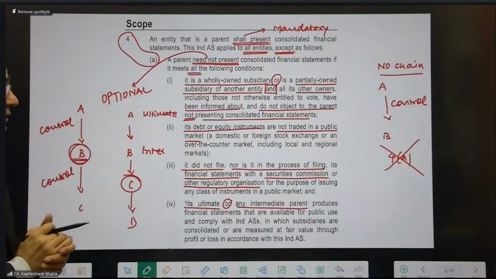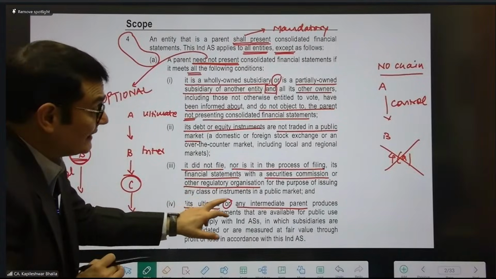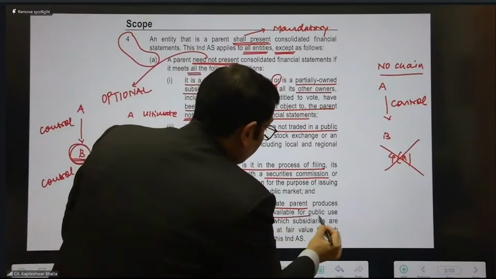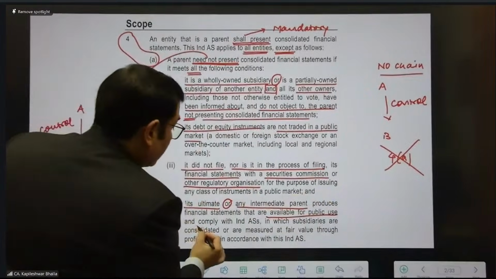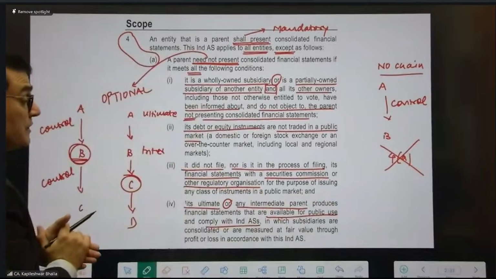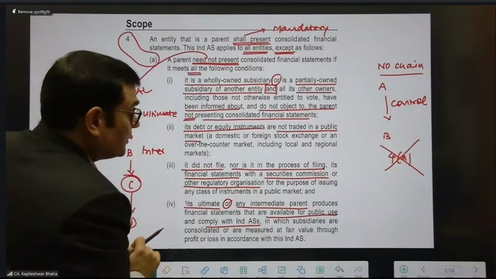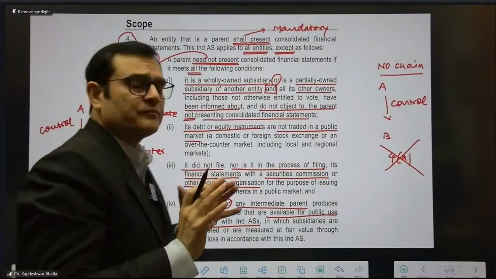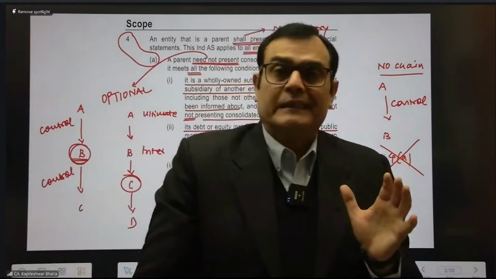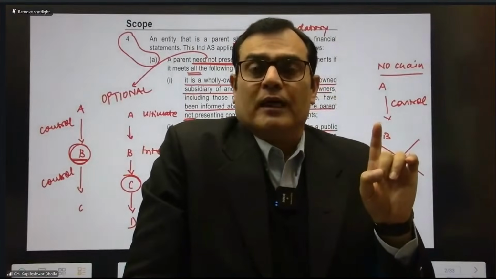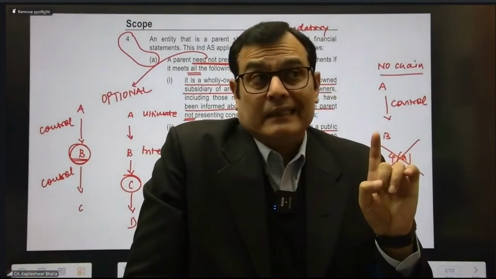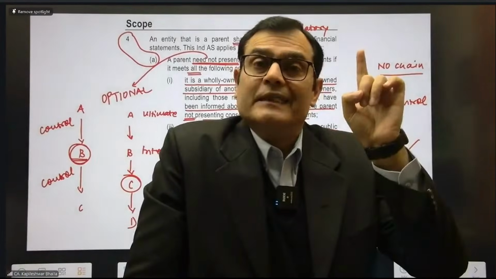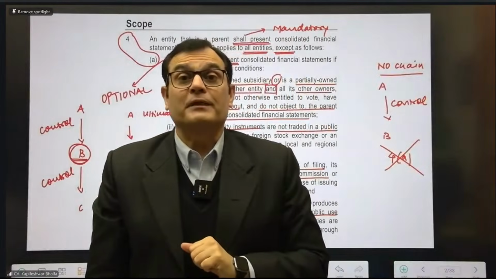So the fourth condition says the ultimate or any intermediate parent produces financial statements that are available for public use and comply with Ind AS, in which subsidiaries are consolidated or measured at FVTPL in accordance with Ind AS. So basically, in the fourth condition, I need to first of all appreciate and understand that any of the intermediate parent or ultimate parent is producing financial statements for public use.